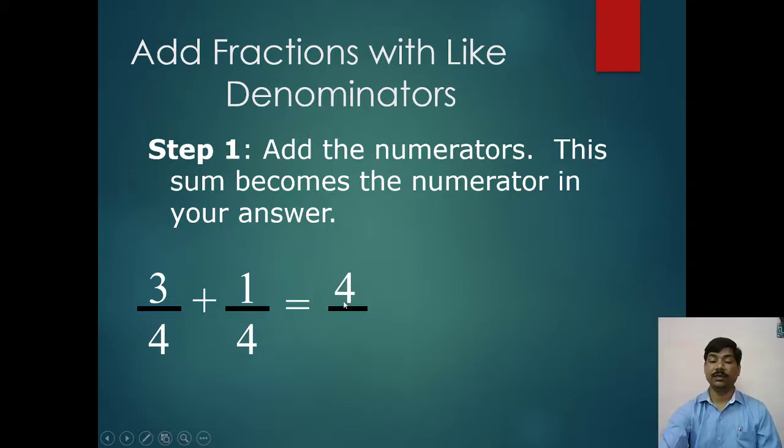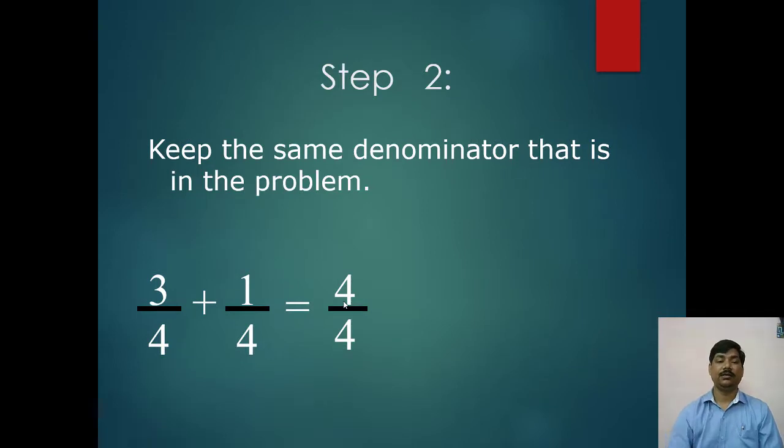What about the denominator? Follow step second: keep the same denominator. The denominator will not change, it will be the same. So what will the denominator be here? 4. In this way we get the fraction 4 upon 4. This is the result of the sum of 3 upon 4 and 1 upon 4.